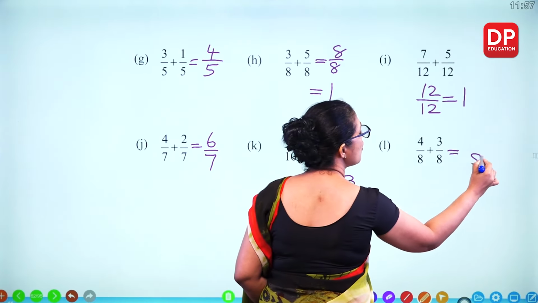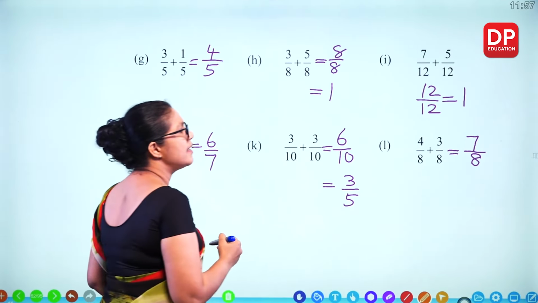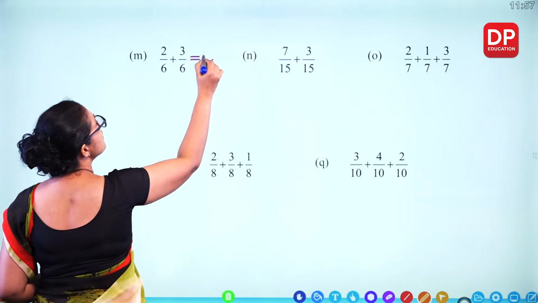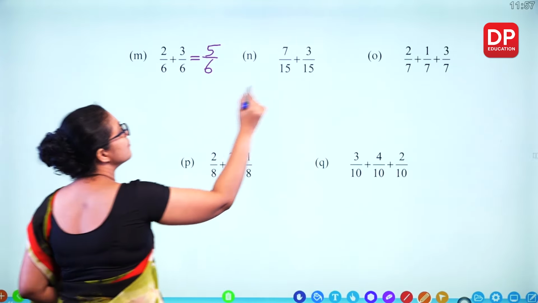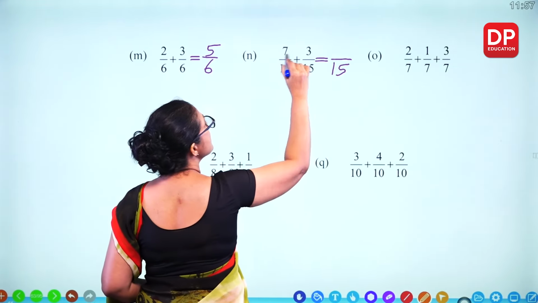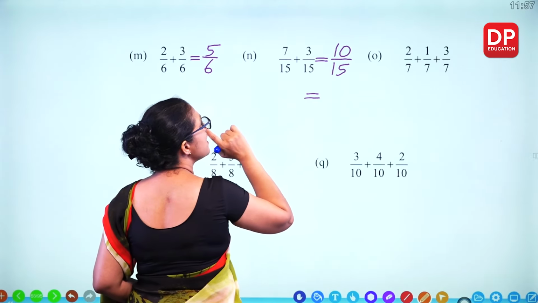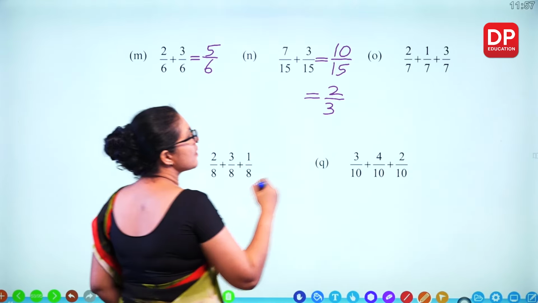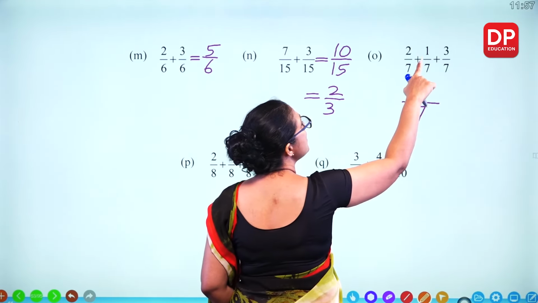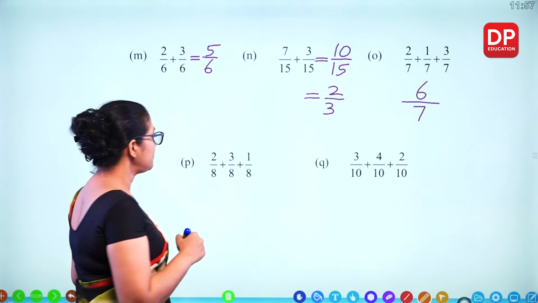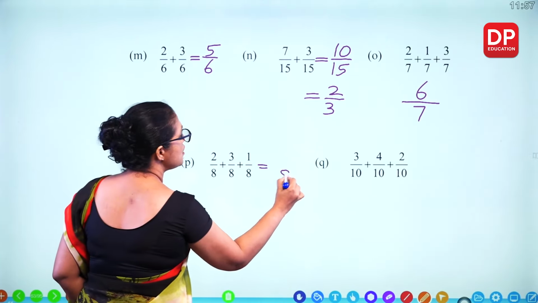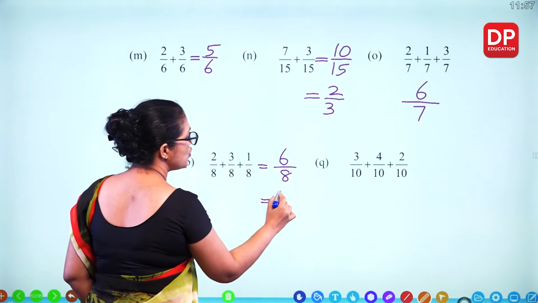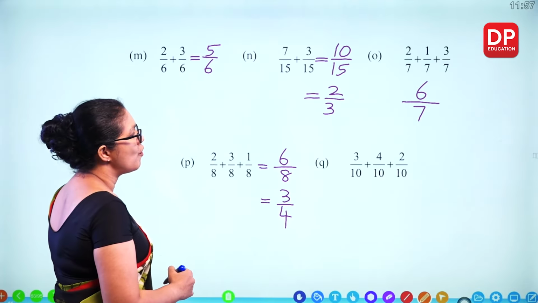This one, same denominator. 3 and 4, you can add and write 7. This one, same denominator. 3 plus 2, that's 5. 15 is the denominator. 7 plus 3, 10. But now you can divide 5 times 2 and 5 times 3. Same denominator. 2 plus 1, 3. 3 plus 3, 6. Addition. Same denominator. 8. 2 plus 3, 5. 5 plus 1, 6. Simplify further. Divide by 2. You get 3/4.